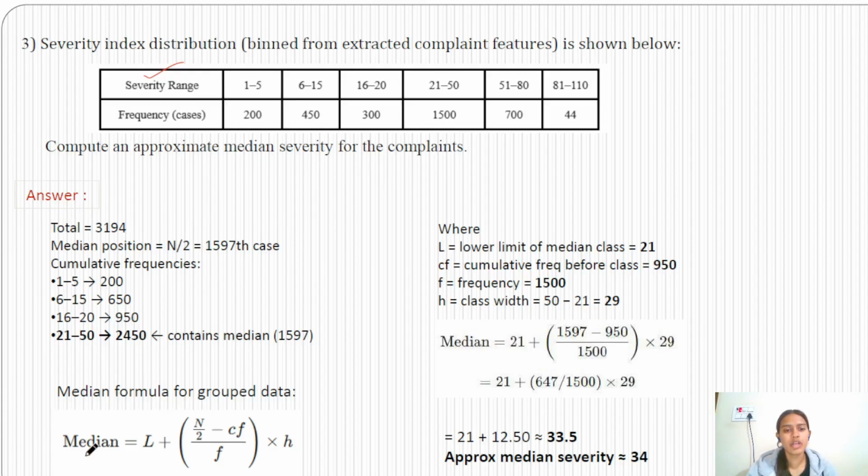For this, our formula will be L plus (N by 2 minus CF) upon F into H. First of all, we will sum these values, so our total of frequencies will be 3194. For median, we will have N by 2, and we will get 1597 case. So this will be a median actually. Now the cumulative frequencies: 1 to 5 is 200, 6 to 15.